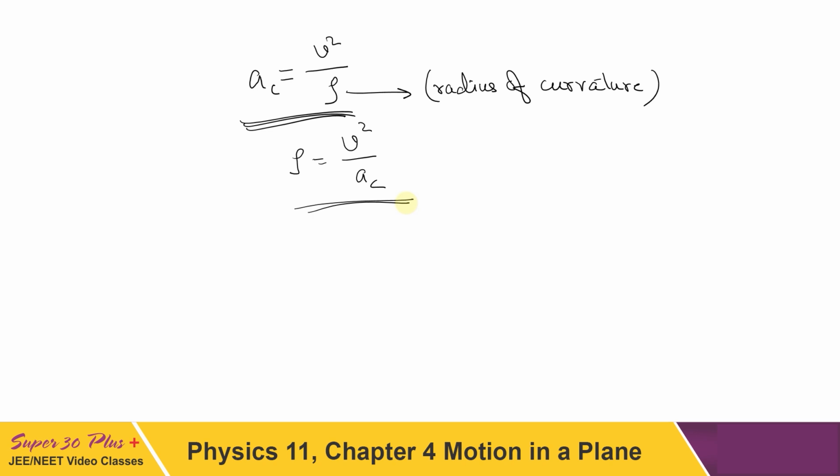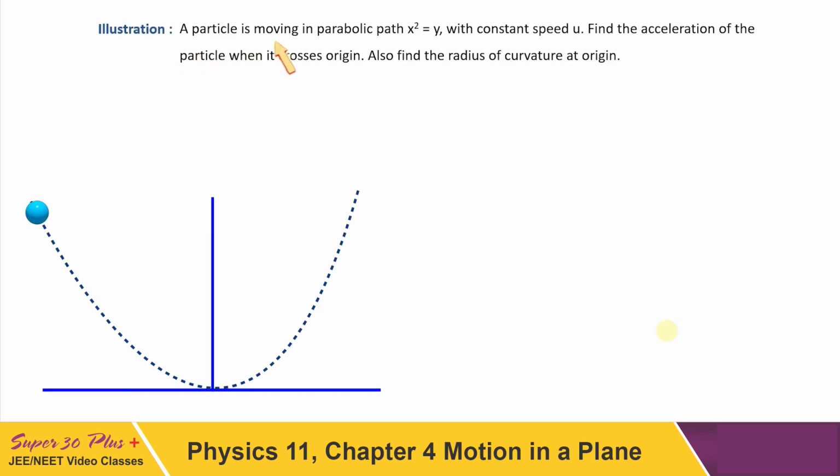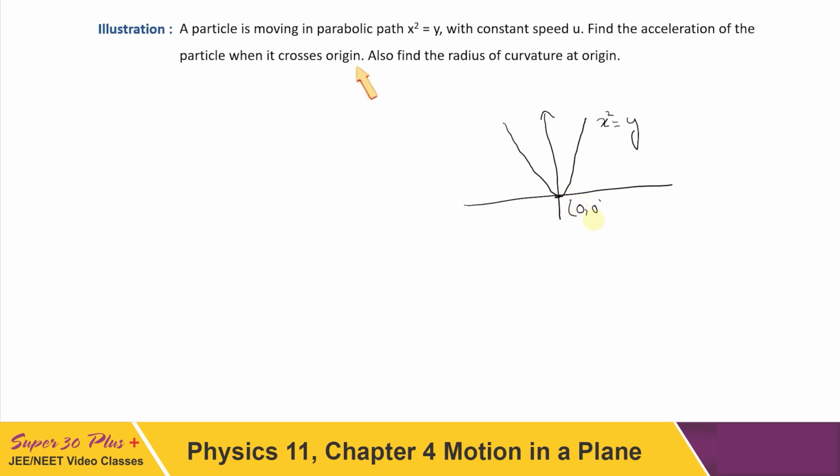Let us take one example. A particle is moving in a parabolic path x square is equal to y with constant speed u. Now if you draw the curve x square is equal to y, we will get this kind of parabola. It has to be symmetric about y-axis. Find acceleration of particle when it crosses origin. Okay, it is asking for acceleration at this point, coordinate of which is (0, 0). Also, it is asking for radius of curvature at origin.